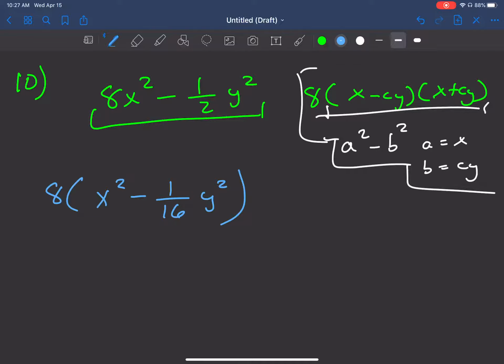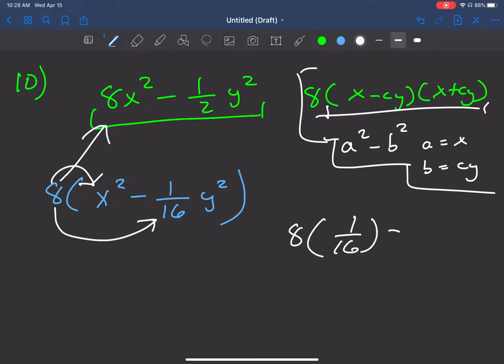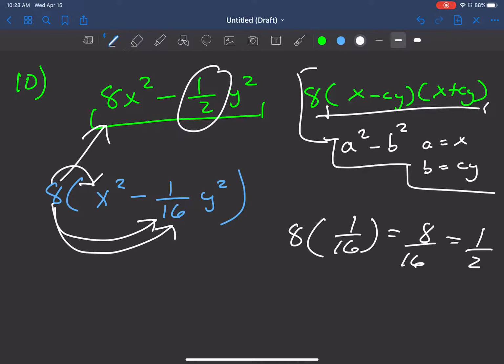It's not hard to see. I think if you guys aren't really used to pulling it out like that, it's a little weird. Like, how can you do that? But I'll show you. So we'll pull out the 8. Of course, this is easy, right? 8 times x squared is just 8x squared. What about this? What's 8 times 1 over 16? Well, that's just 8 over 16. But what's that? That's 1/2. So when I do 8 times 1 over 16, I get the 1/2 back. So I can really pull an 8 out.